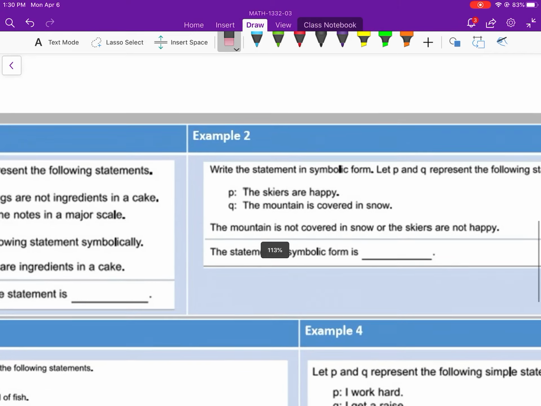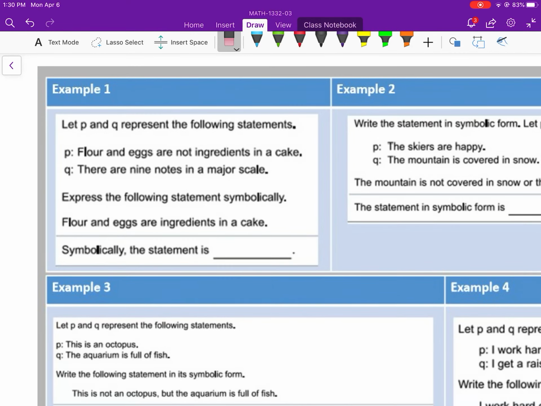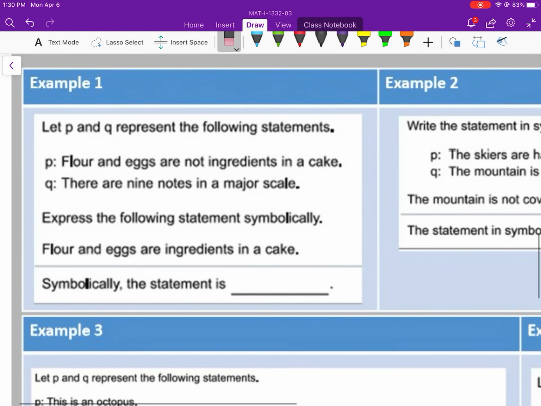Example number 1. I'm going to zoom in here just a little bit so we can see example 1 a little bit closer. All right, example number 1, we have let P and Q represent the following statements. P is flour and eggs are not ingredients in a cake. Q is there are 9 notes in a major scale. Express the following statement symbolically. Flour and eggs are ingredients in a cake.